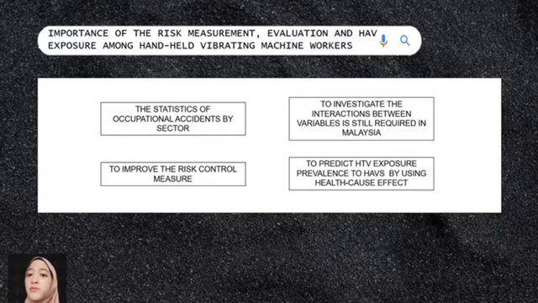Furthermore, to improve the risk control measure, even though the standard operating procedure to monitor the diagnosis of HTV exposure is available, there is a need to improve the risk control measure by engineering or administrative control of HTV exposure, and to investigate the interactions between variables, especially in the Malaysian work industry. Lastly, to predict HTV exposure prevalence to HAV syndrome by using health cause-effect.